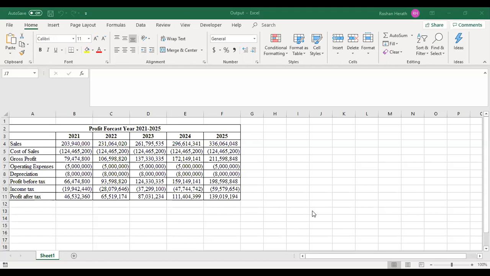So here we have the output. We have changed the figures accordingly. The changes have been brought. So I have changed the sales figure. So you can see that.